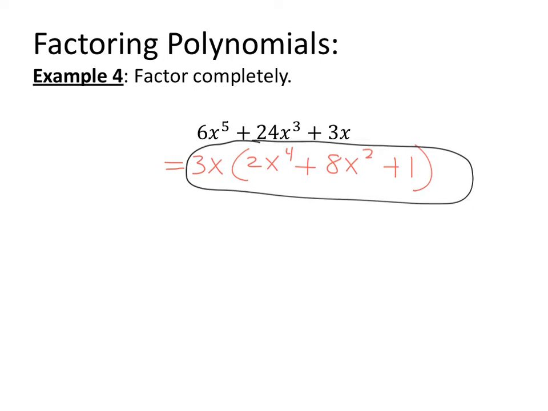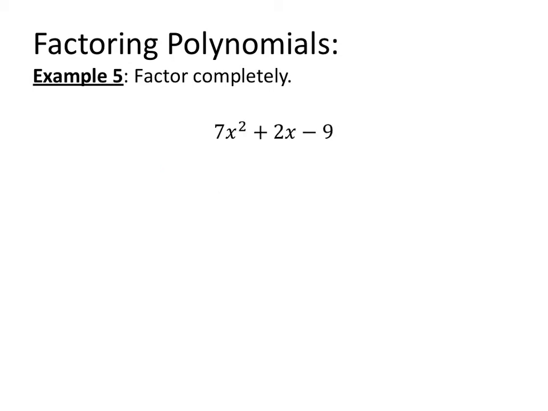Don't worry necessarily if that happens. Some problems aren't factorable, such as this one with that x to the 4th. So in example 5, we're looking at 7x squared plus 2x minus 9. You'll notice there's nothing in common between the 7, the 2, and the -9. There's no greatest common factor that we can factor out.